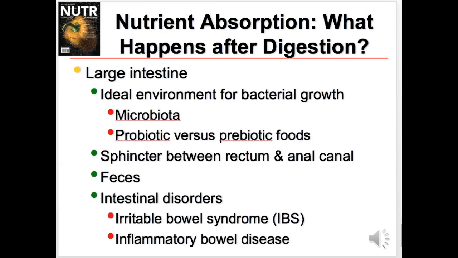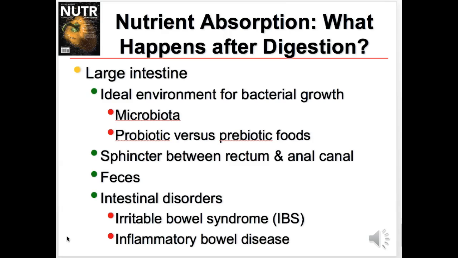Some of that good bacteria, for example, could be lactobacillus or bifidobacteria, and a lot of times you might see this on a yogurt product that it contains probiotics, and acidophilus, you might see that on some of the yogurts, but those are what stimulate and help produce the good bacteria. We talked about the sphincter, obviously feces, and let's talk about 2 intestinal disorders.